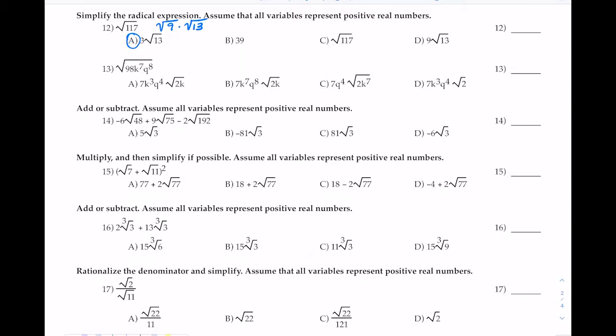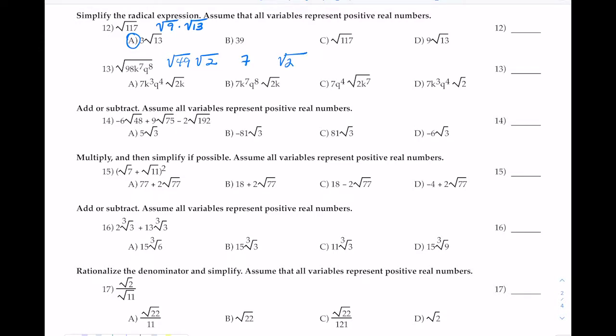For number 13, I'm trying to break down the square root of 98. So I'm pretty sure 49 goes into 98 2 times, okay? 49 times 2 is 98. The square root of 49 gives me 7, and then I would leave the 2 inside the radical, okay?